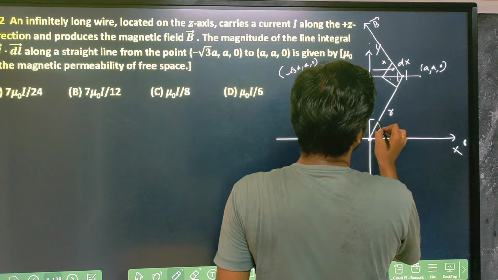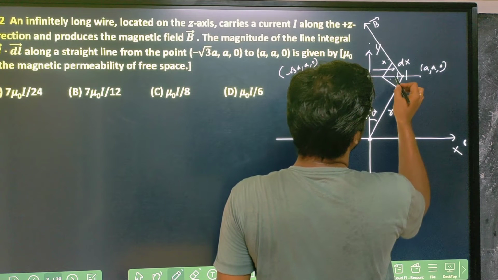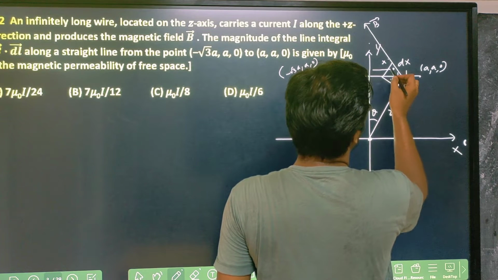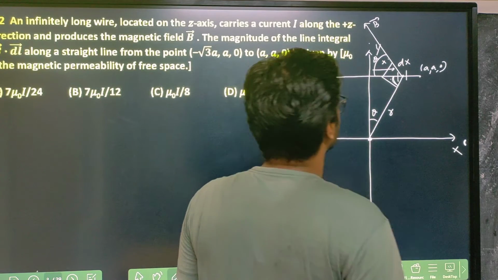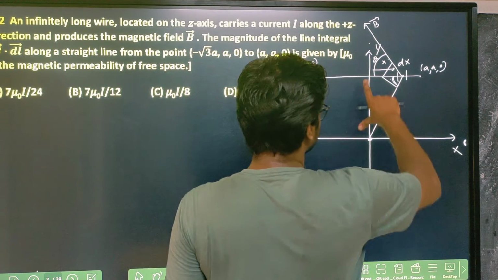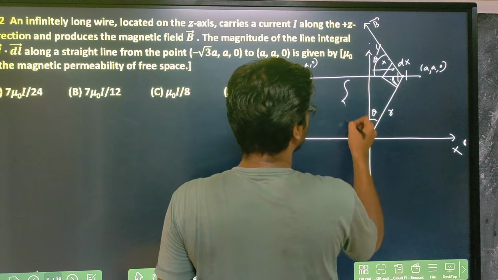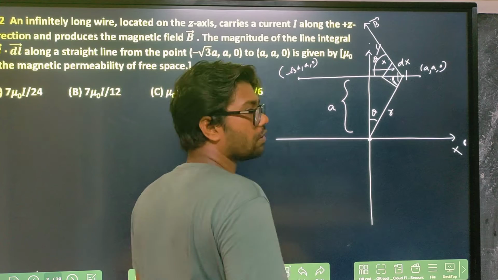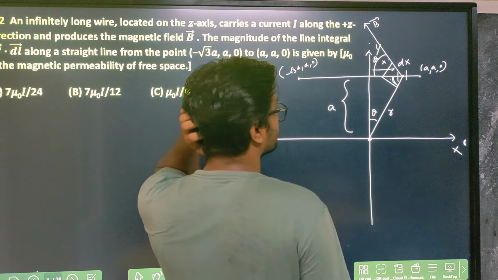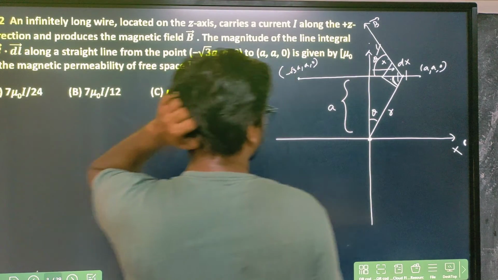Let's say I am taking this angle as theta, obviously this angle will be 90 minus theta, so this angle will be again theta. Clear? This thing we got. And this distance you can find out, this distance is a, because y is a. Y is not going to change. Now I have to find out B dot dl.